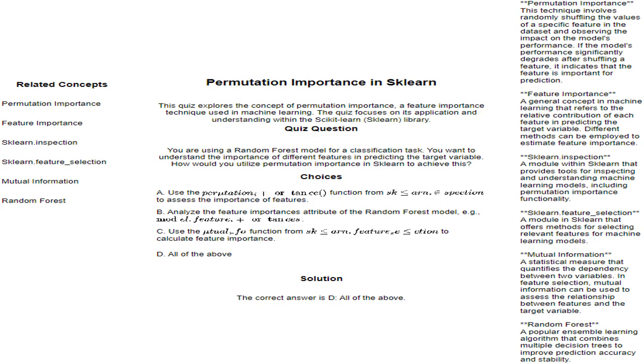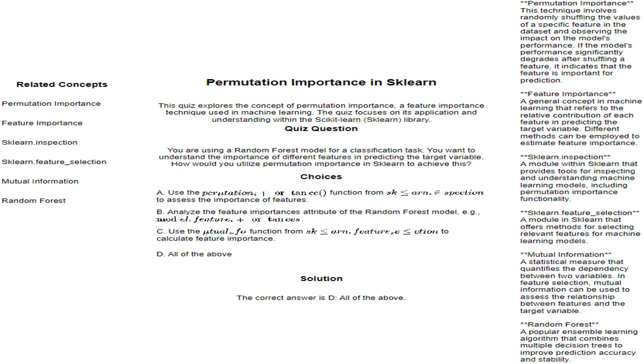B. Analyze the feature importances attribute of the random forest model, e.g., model.feature_importances_. Random forest: a popular ensemble learning algorithm that combines multiple decision trees to improve prediction accuracy and stability.